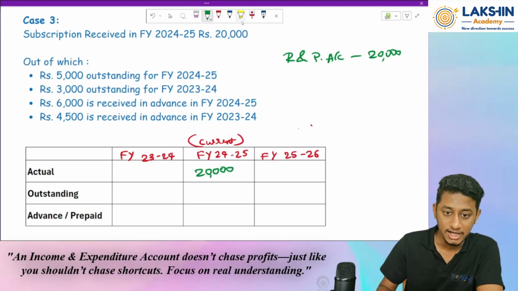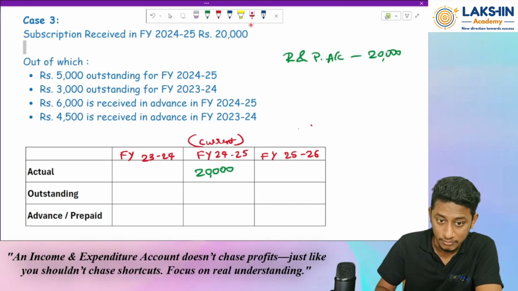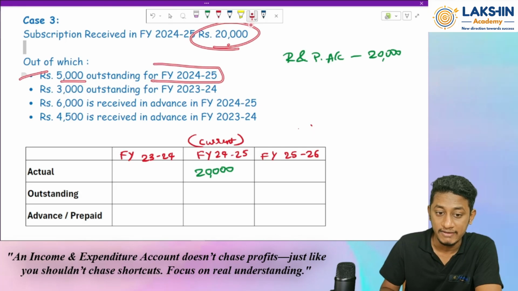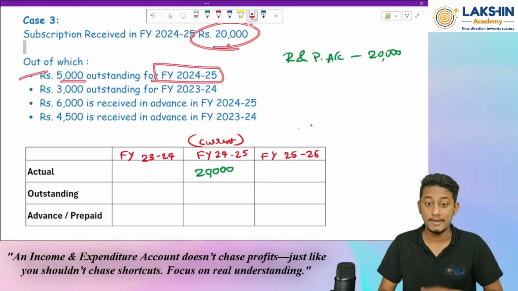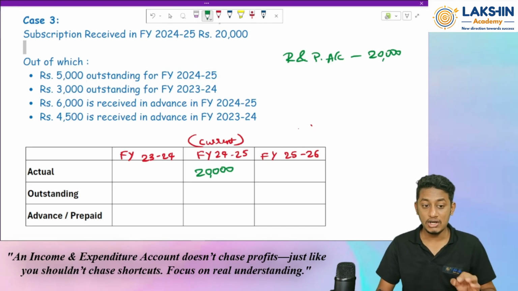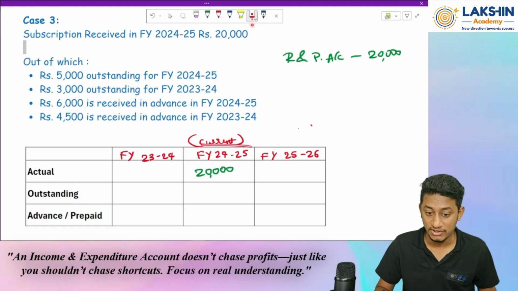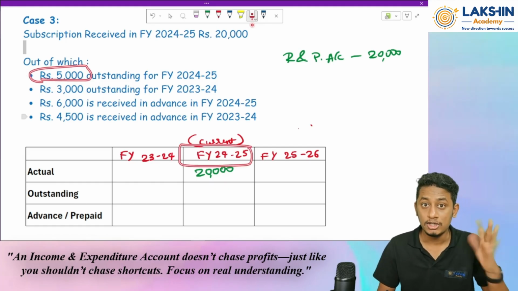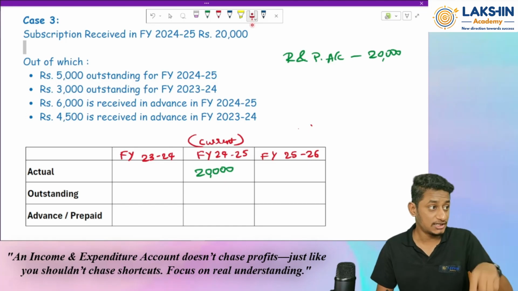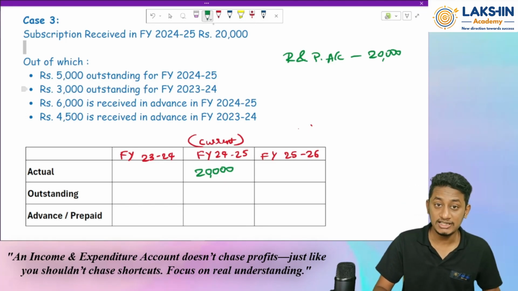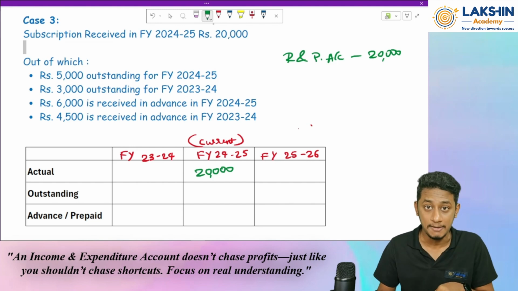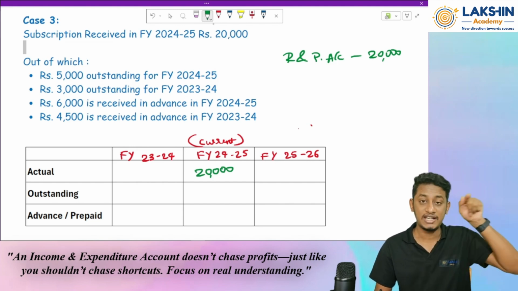Out of this 20,000 rupees, what has happened now? Rupees 5,000 is outstanding for FY 24-25. For this financial year, I was supposed to receive 5,000 rupees. Is it received? Not received. When will I receive this? In the next financial year. So in this financial year, I will add it. Why? Because it was the income belonging to this financial year, which is received in the next financial year.